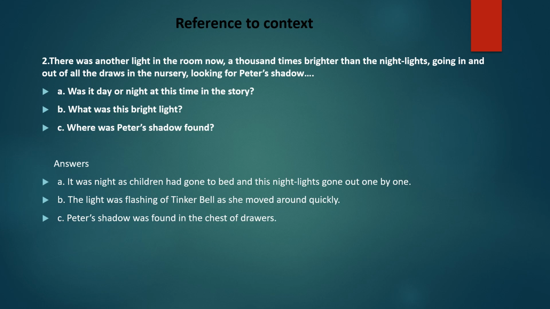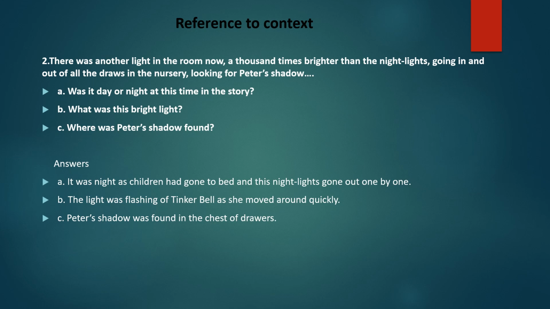And what happened there? The fairy came in the room and was searching for the shadow. So on the basis of these lines, we are having some questions. See question number 1. Was it day or night at this time in the story?